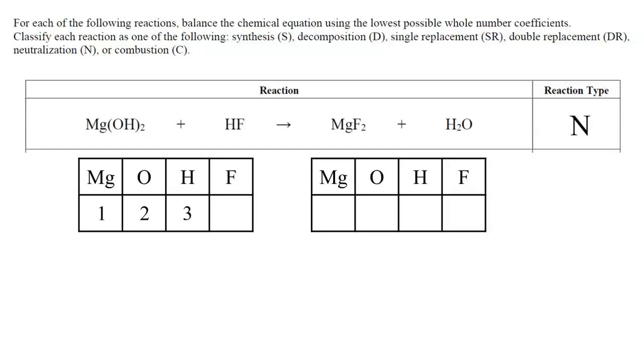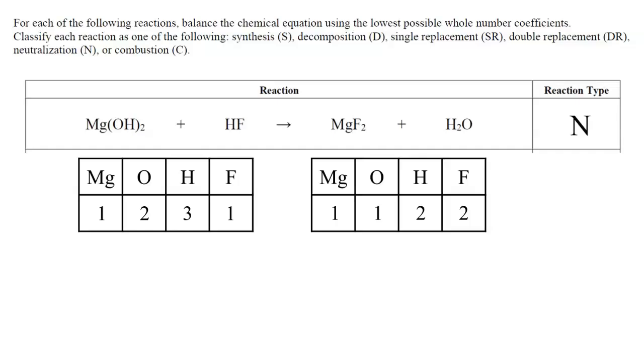That's a total of 3 hydrogens on the left. And then I see 1 fluorine on the left. On the right side of the equation, I see 1 magnesium, there's 1 oxygen, I see 2 hydrogens, and 2 fluorines. So I have now counted the number of each type of element on the left and the right.